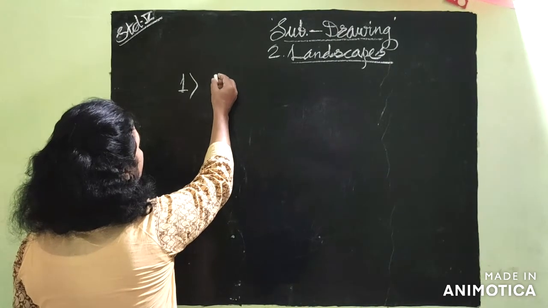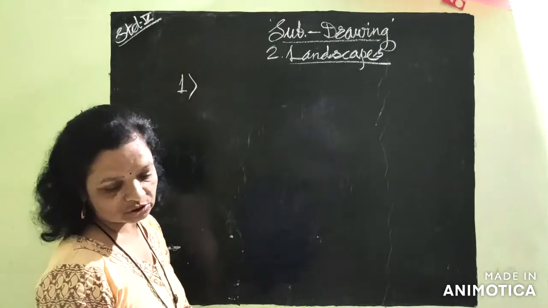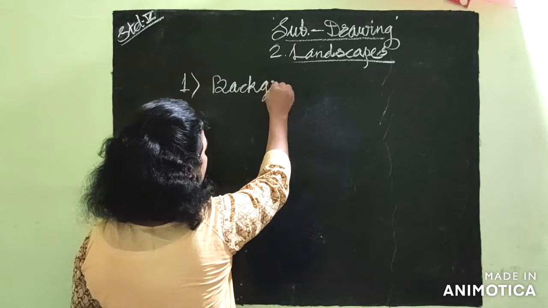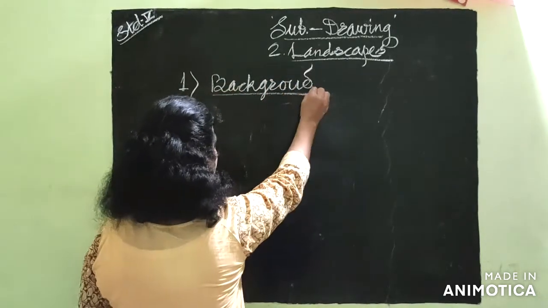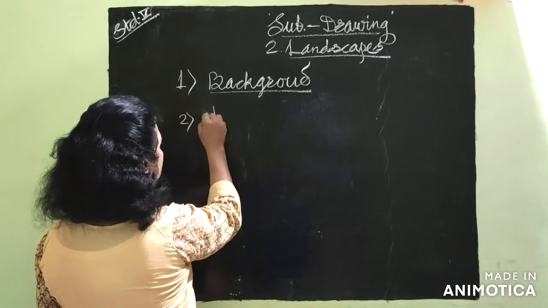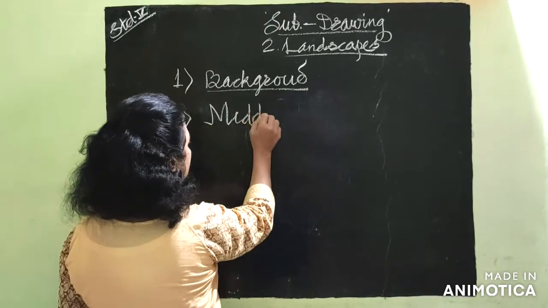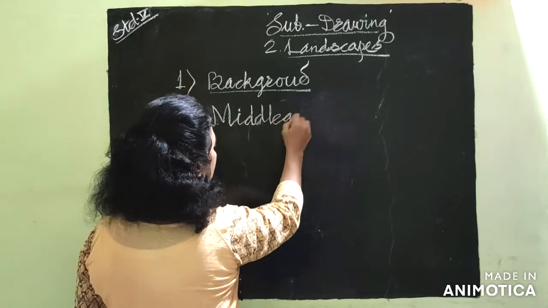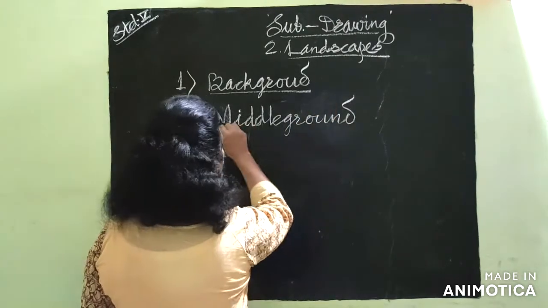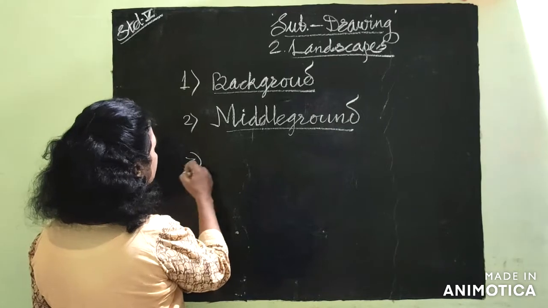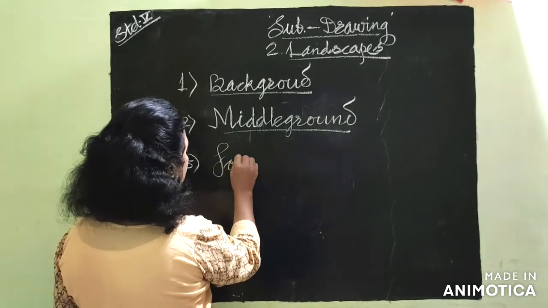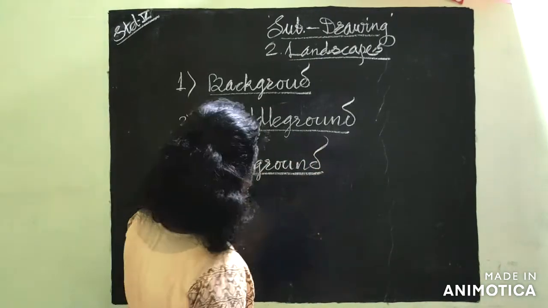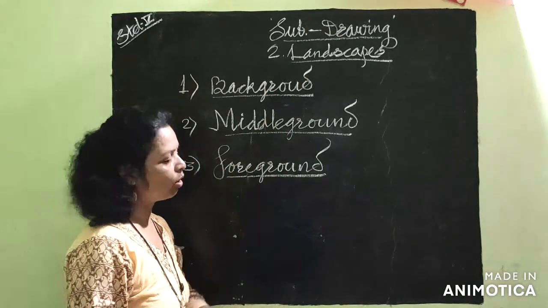We already learned many concepts about landscapes, and there are three main concepts we have to revise many times: the three types of grounds. Which are they? Background, middle ground, and then the last one is foreground. We learned these three grounds already.